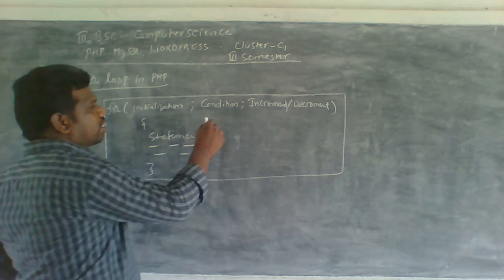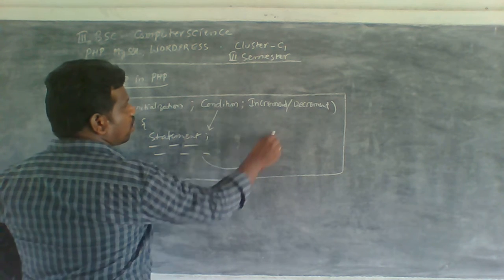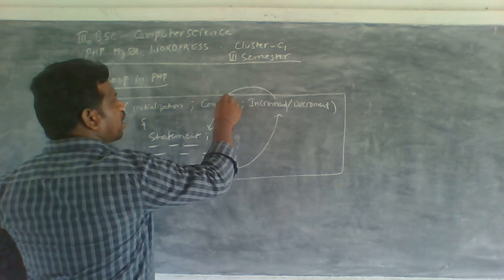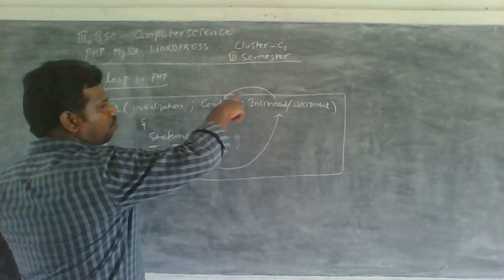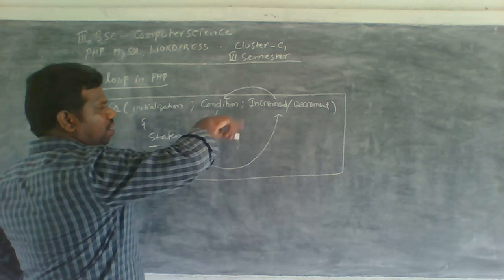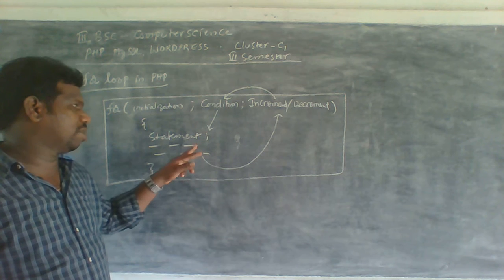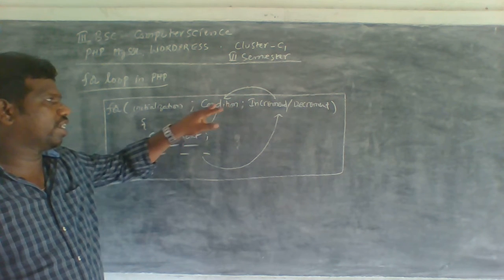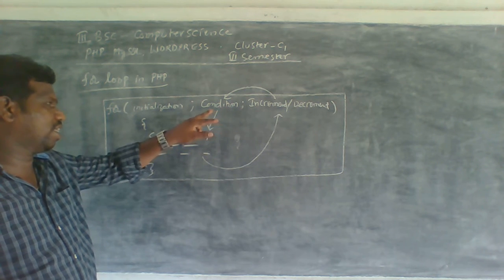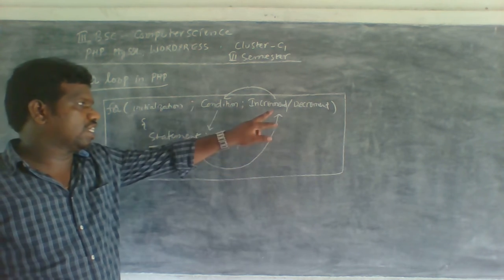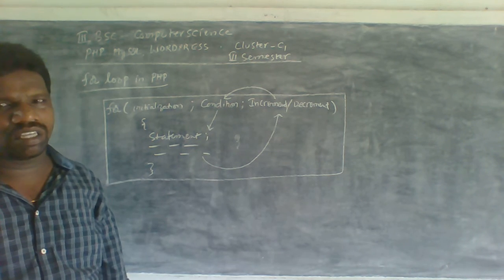Okay, so in this section the flow goes from condition to statement, statement to increment, and increment to condition. This group of steps is continuously repeated: condition to statement, statement to increment, increment to condition. This process continues repeating until the condition becomes false.